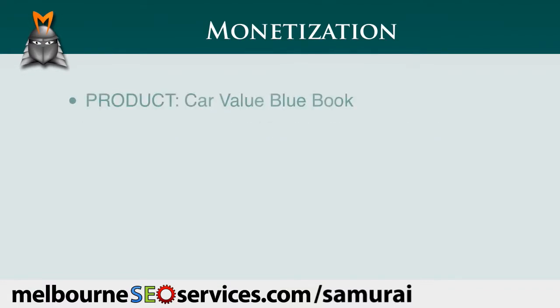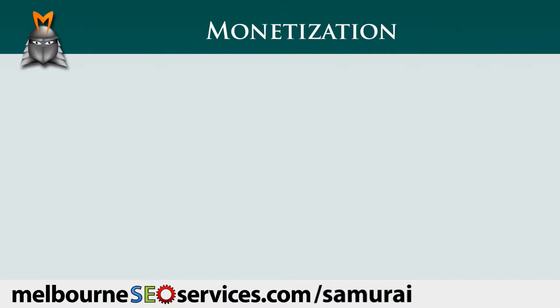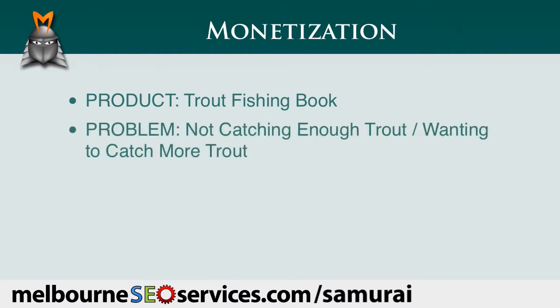If you were selling a blue book, a car price guide, the reason why people buy a car price guide is to solve a knowledge problem. They want to know what a car is worth so that they can get a fair price for the car that they're buying or selling. In this example, I'm selling a trout fishing book. The reason why someone might want to buy a trout fishing book is to catch more trout.